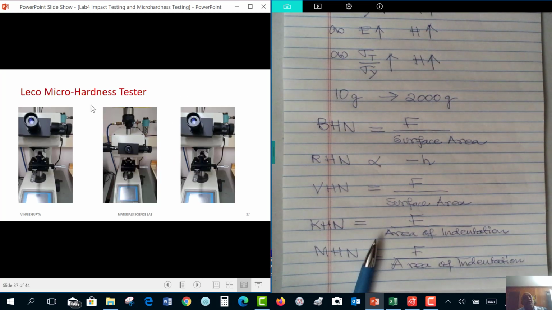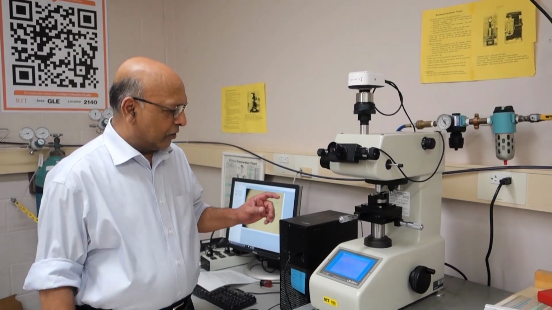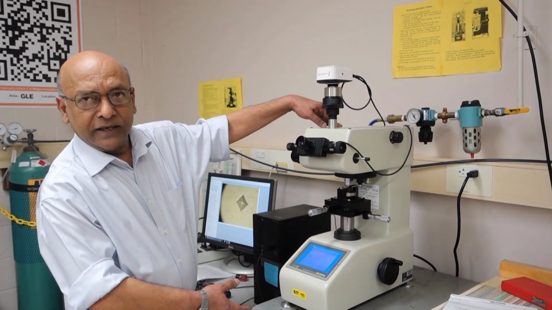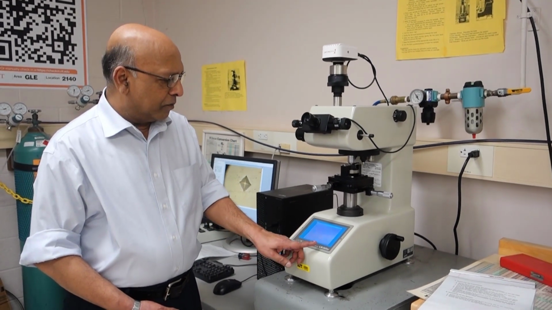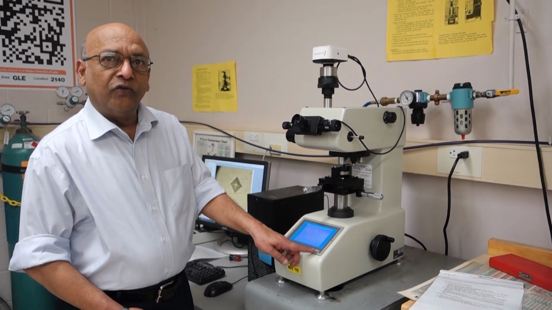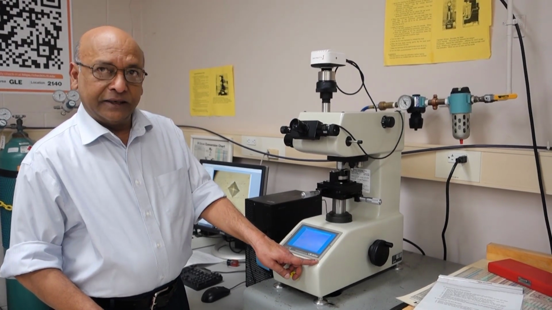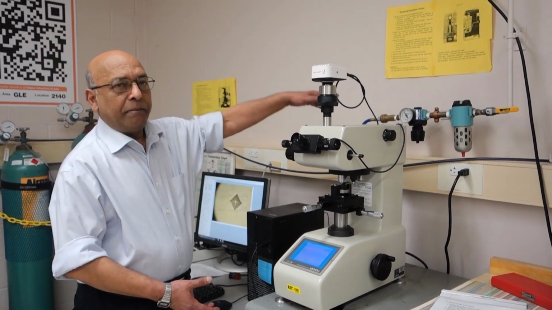Okay, so we have a micro hardness tester. It's a manual tester. Let's look at different parts of it. Hi folks, this is our micro hardness tester. It is made by Lico Corporation. It is model LM247AT. Let's go from the top.